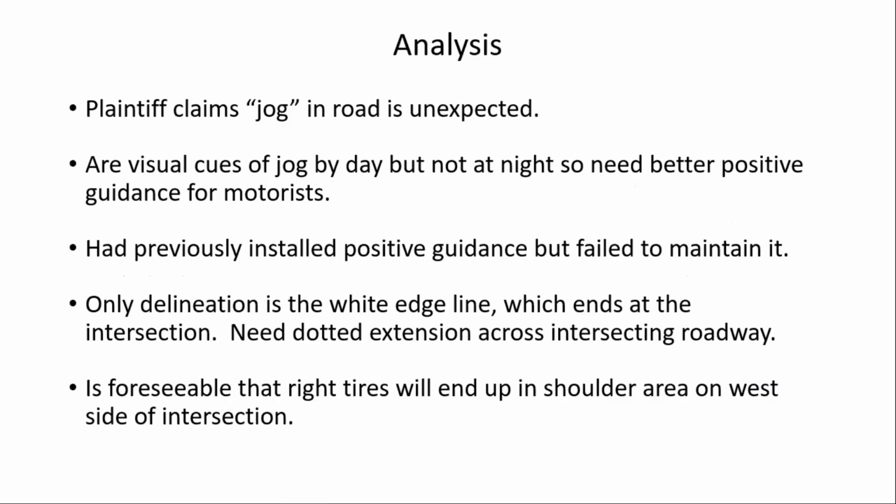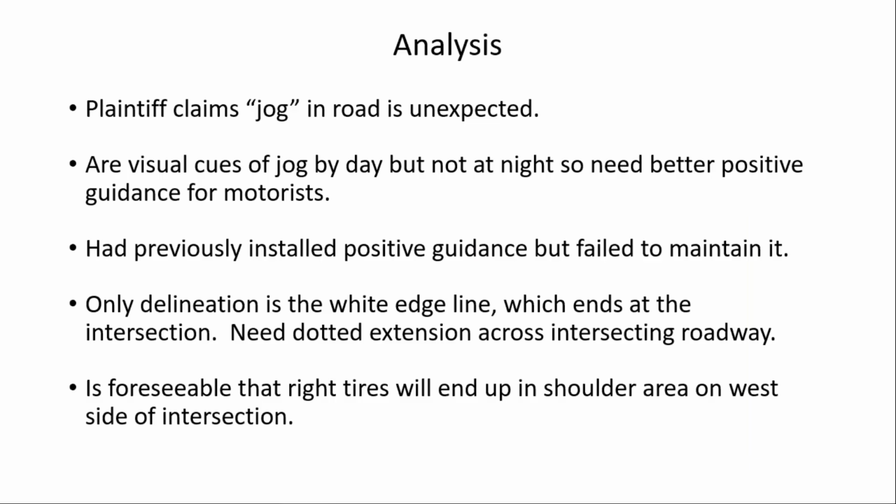So the plaintiff claimed that jog in the road or that offset is unexpected and is deficient roadway design. There should have been some traffic control or cues or delineation to advise motorists of that slight shift in alignment. And as I said, there was evidence that the DOT had previously installed flexible delineator posts, but failed to maintain them. So that was one of the other items in the complaint, that the state failed to maintain traffic control devices it had installed. And the only delineation the plaintiff said was the white edge line, which there was a white edge line.